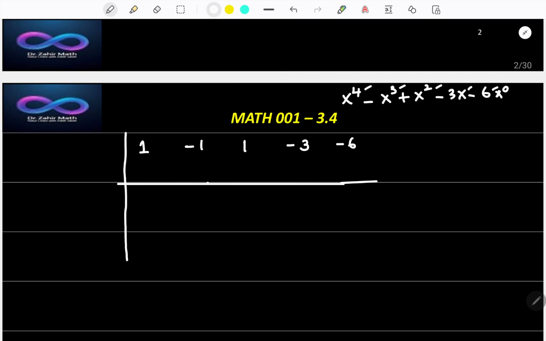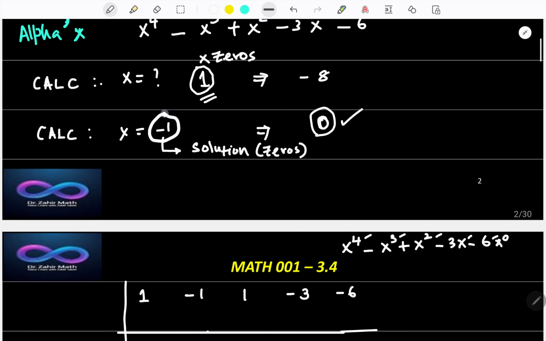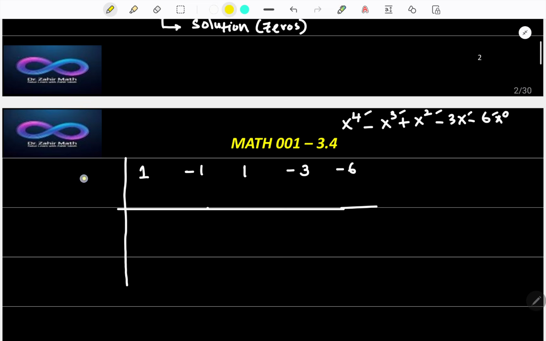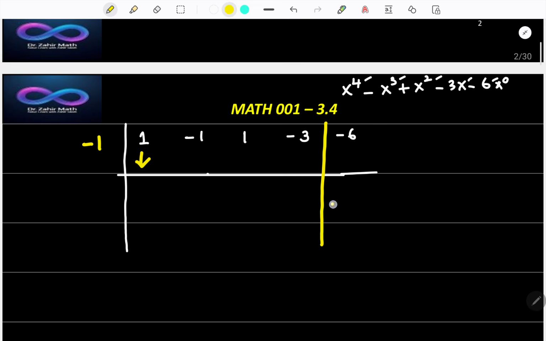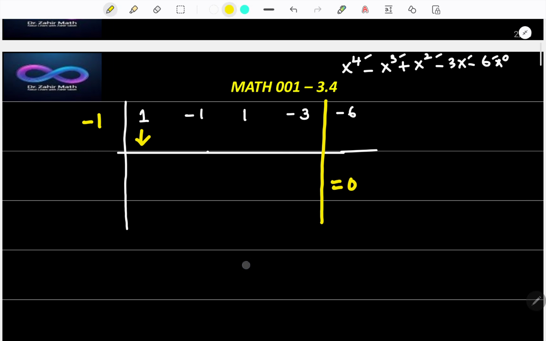Clear, everybody? Right. Now we got the answer x equals minus 1, right? So just write x equals minus 1 here. So we got it already. The answer is 0 coming. So definitely your last column must come 0. Keep in your mind, otherwise you made a mistake.